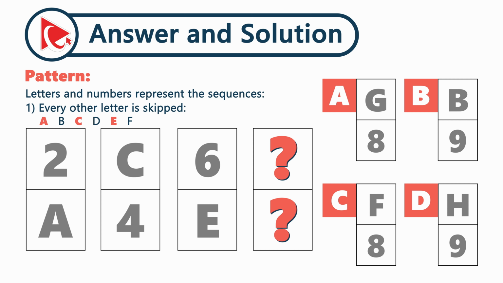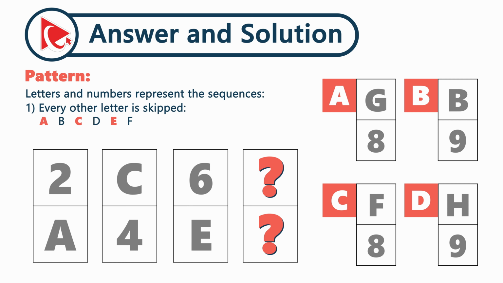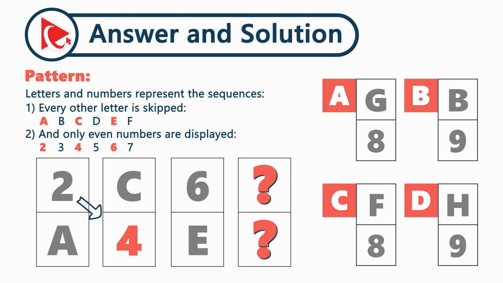And a very similar pattern is applied to the numbers. We only see even numbers. 2, 4, 6, and then comes the next number, which is very easy to calculate. Did you calculate it by now? After E comes skipped letter F, and then after that comes letter G. And then after 6, the next number is 8. So the missing pair is G8, and the correct answer here is choice A, G8.